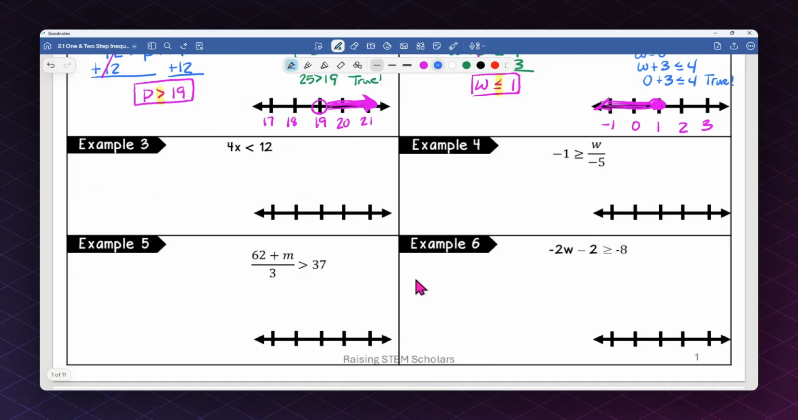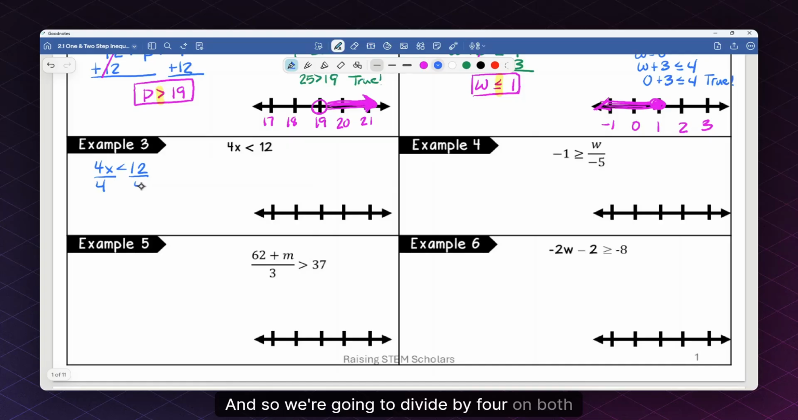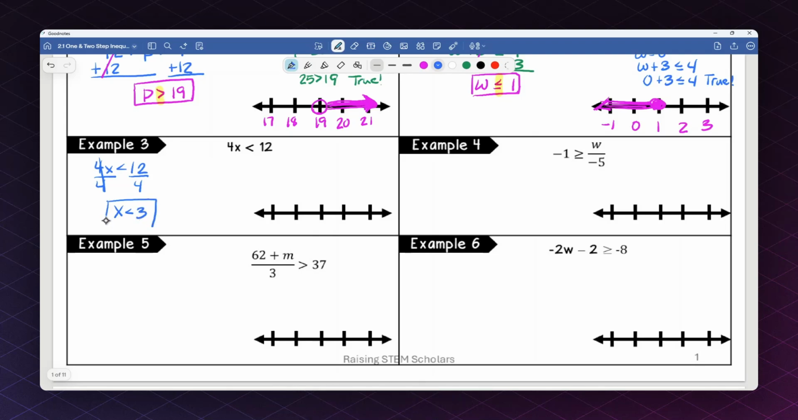All right, let's look at the next one. We've got 4x is less than 12. When 4 is touching x, that means multiply. So to get rid of that, we need to divide, and we're going to divide by 4 on both sides. That's going to give me x is less than 3, and that's my answer. So how to graph that? I put my 3 over here, and then 4 and 5 would be my bigger numbers, and 2 and 1 would be my smaller numbers.